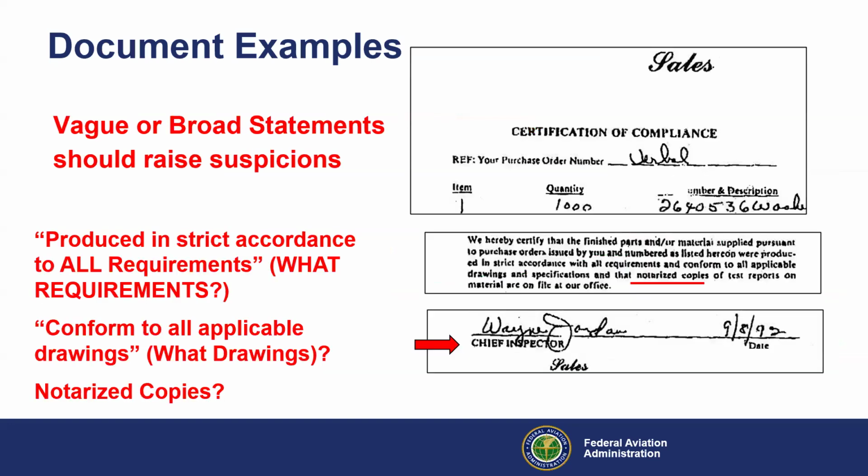Here's one where you have a vague or broad statement, and it says, produced in strict accordance to all requirements. Okay, what requirements? It conforms to all applicable drawings. What drawings? They should be listing the spec, the drawing, and notarized copies. How often do we ever see anything notarized on a packing slip or an invoice?